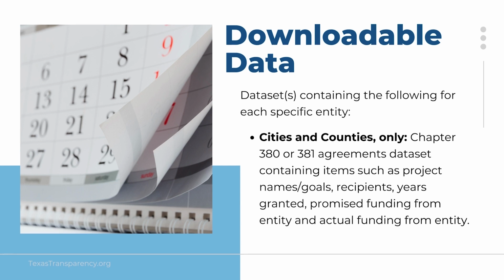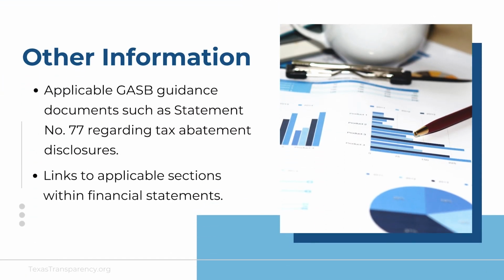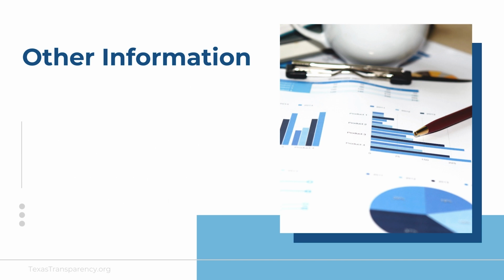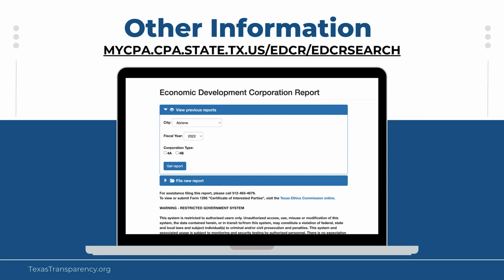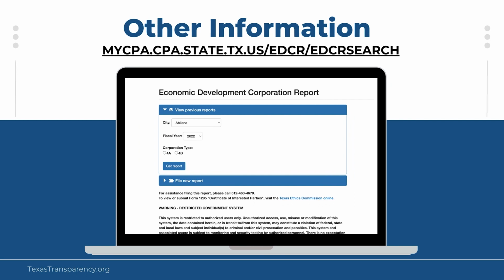Your transparency site should also include applicable GASB guidance documents such as Statement Number 77 regarding tax abatement disclosures, links to applicable sections within financial statements, and other documents regarding economic development activities, if available. Acceptable examples include, but are not limited to, non-annexation agreements and in-kind agreements. Cities also need to provide a link to the Texas Comptroller of Public Accounts Economic Development Corporation Research Tool. This can be found in this section for cities on our Economic Development Guidelines webpage.